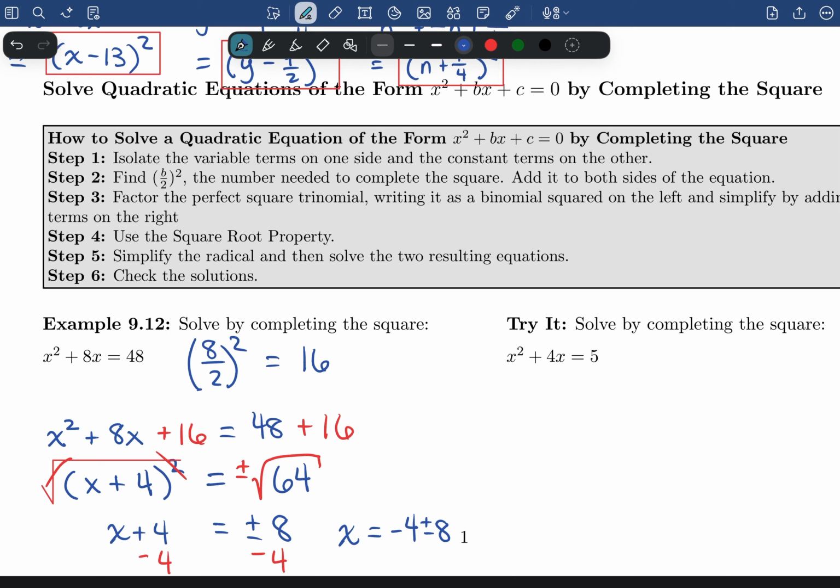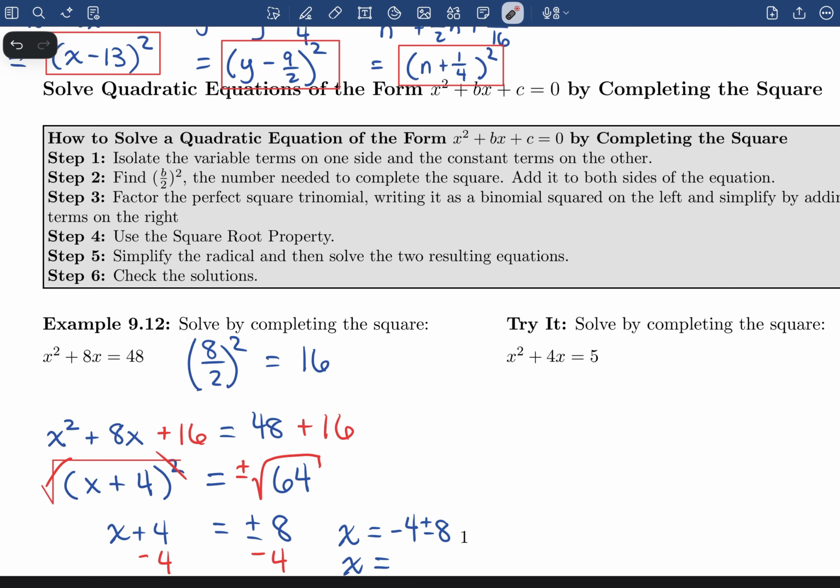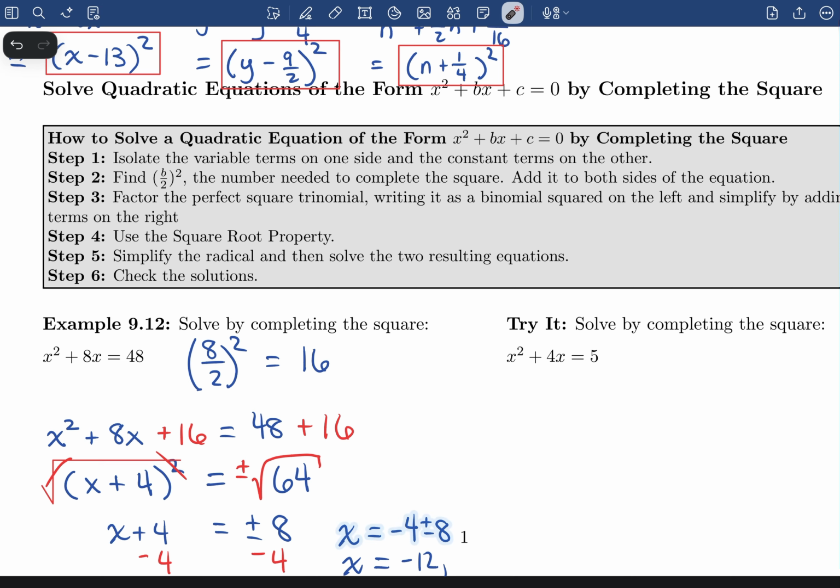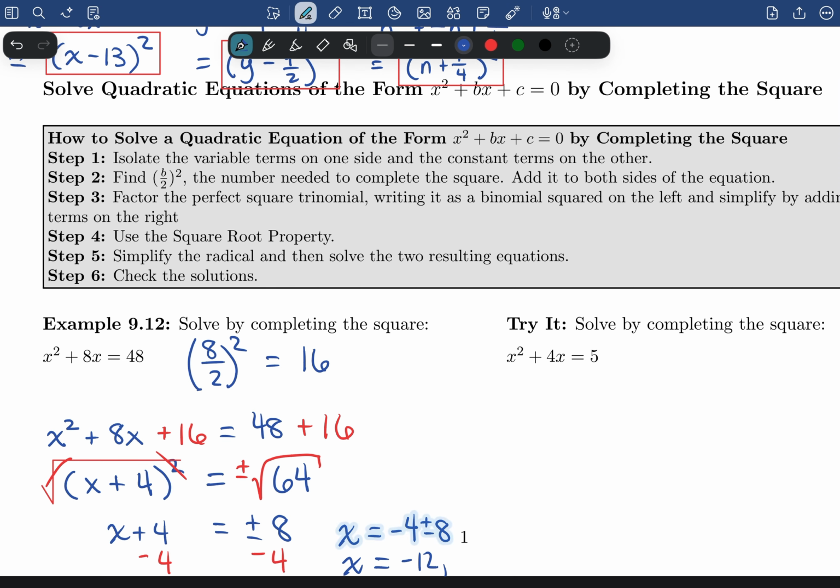Or you can write the solution by working out what negative 4 minus 8 is. So you can separate this into negative 4 minus 8, which is negative 12. And then you could do the plus 8 version. Negative 4 plus 8, that's positive 4. Okay, great. So my two solutions are negative 12 and positive 4. I have solved this quadratic equation with a method called completing the square.